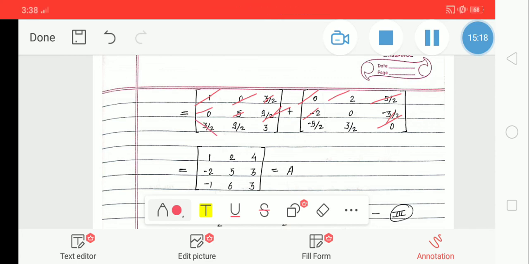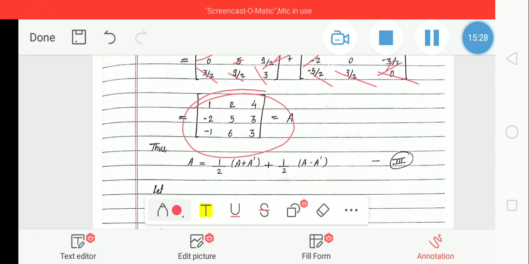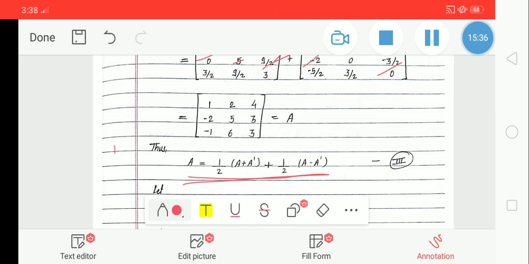Here 3/2 plus -5/2, here 9/2 plus 3/2, 3 plus 0. This gives us the matrix. So A is equal to this. We know that A is equal to half of (A plus A dash) plus half of (A minus A dash).